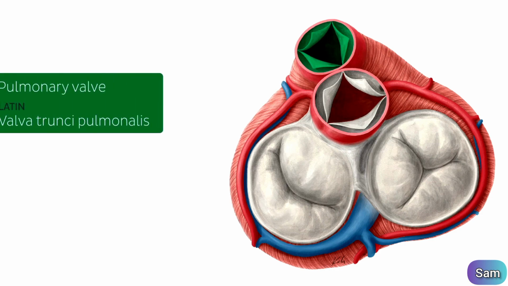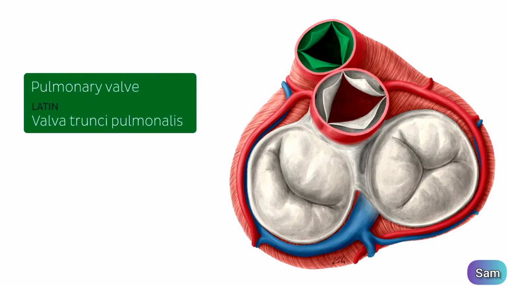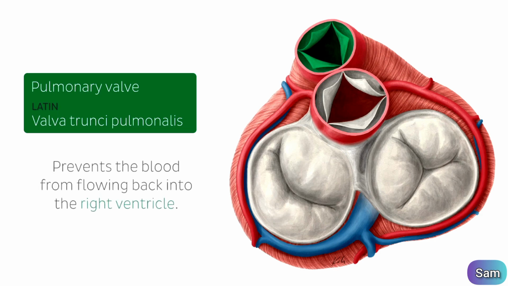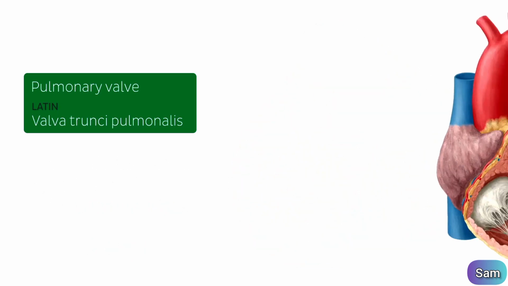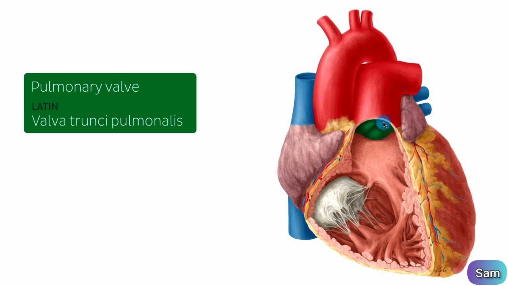This one is the pulmonary valve. The pulmonary valve is positioned at the transition from the conus arteriosus and the pulmonary trunk. This valve prevents the blood from flowing back into the right ventricle during diastole. Now, just to highlight here that the valve has three cusps. And as we move onto this image, you can also see here the three cusps.